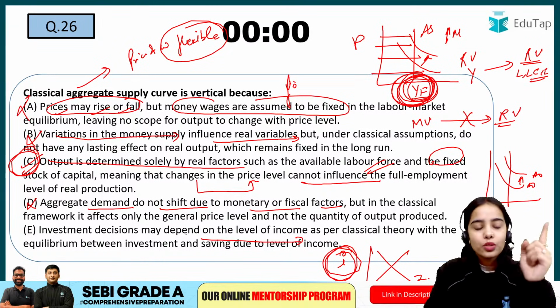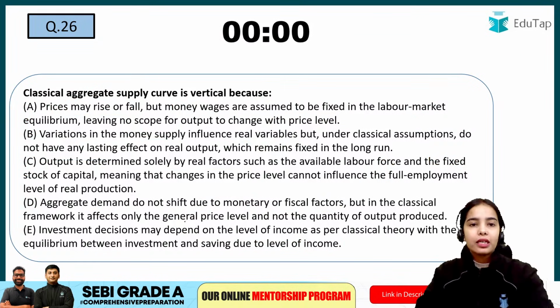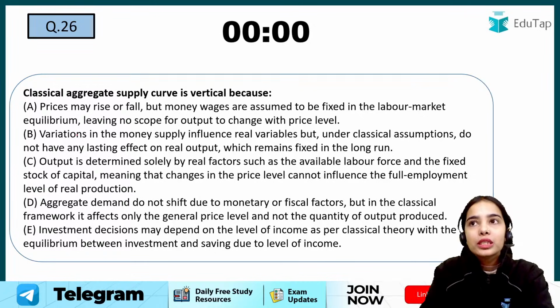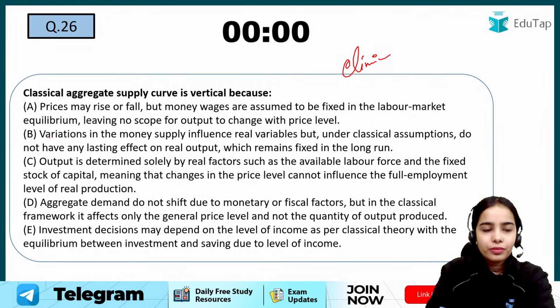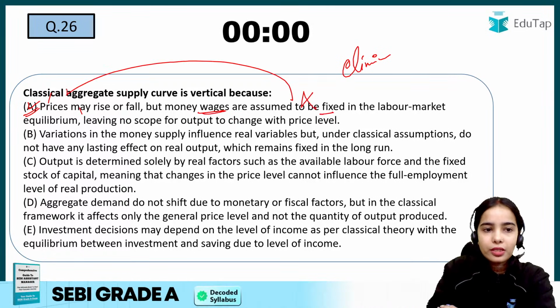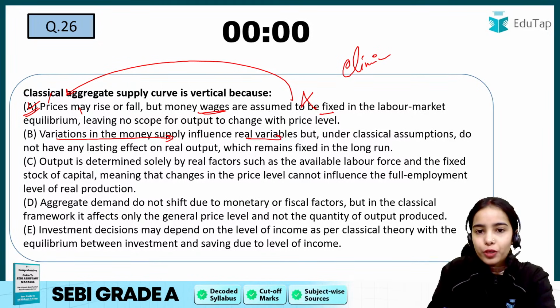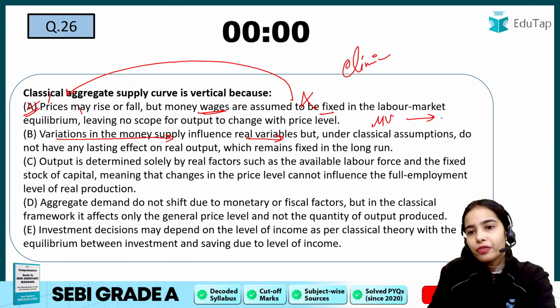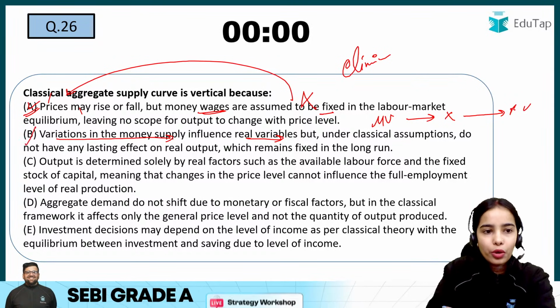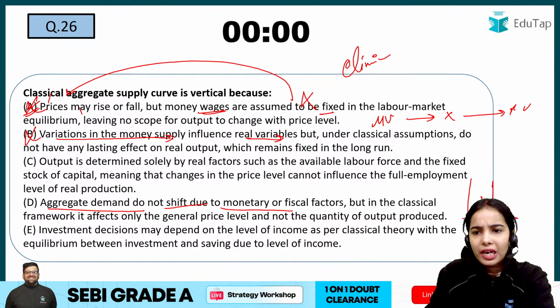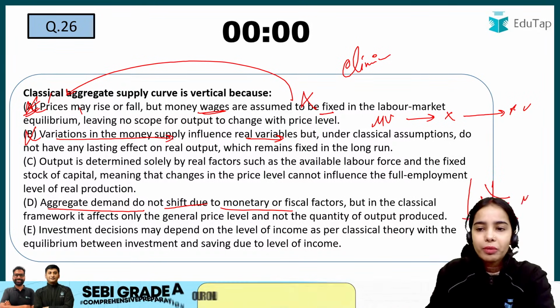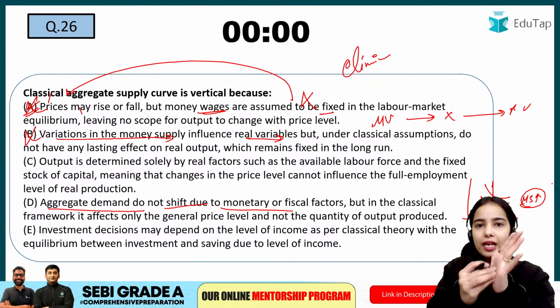Very good, that is also a very good way. As was said, if you do not know the correct answer, use the elimination method. The first cannot be true because in the first statement, wages are fixed. This is not true for classical economists. Variation in money supply influences real variables? Monetary variables can never affect the real variables. Not true. Aggregate demand does not shift due to monetary factors? No, aggregate demand can shift because of any factor. If the money supply is increasing, people have more money in their hands, so demand can increase.